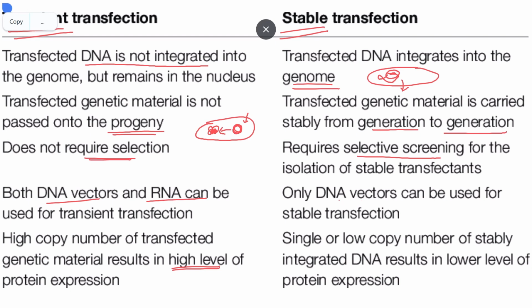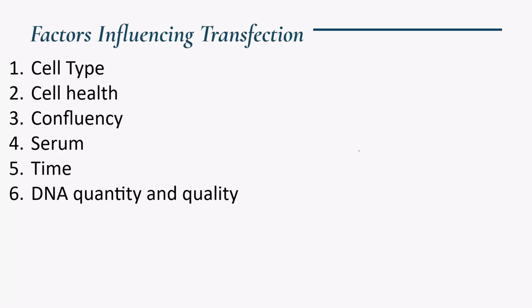And it requires selective screening to ensure that the target gene is being incorporated into the genome of the organism. And since the organisms that we usually use have DNA as their genetic material, only DNA vectors can be used for this stable transfection. And a single or low copy number of stably integrated DNA results in a lower level of protein expression. So hope you understood transient transfection and stable transfection. Now let's look into the factors influencing transfection.